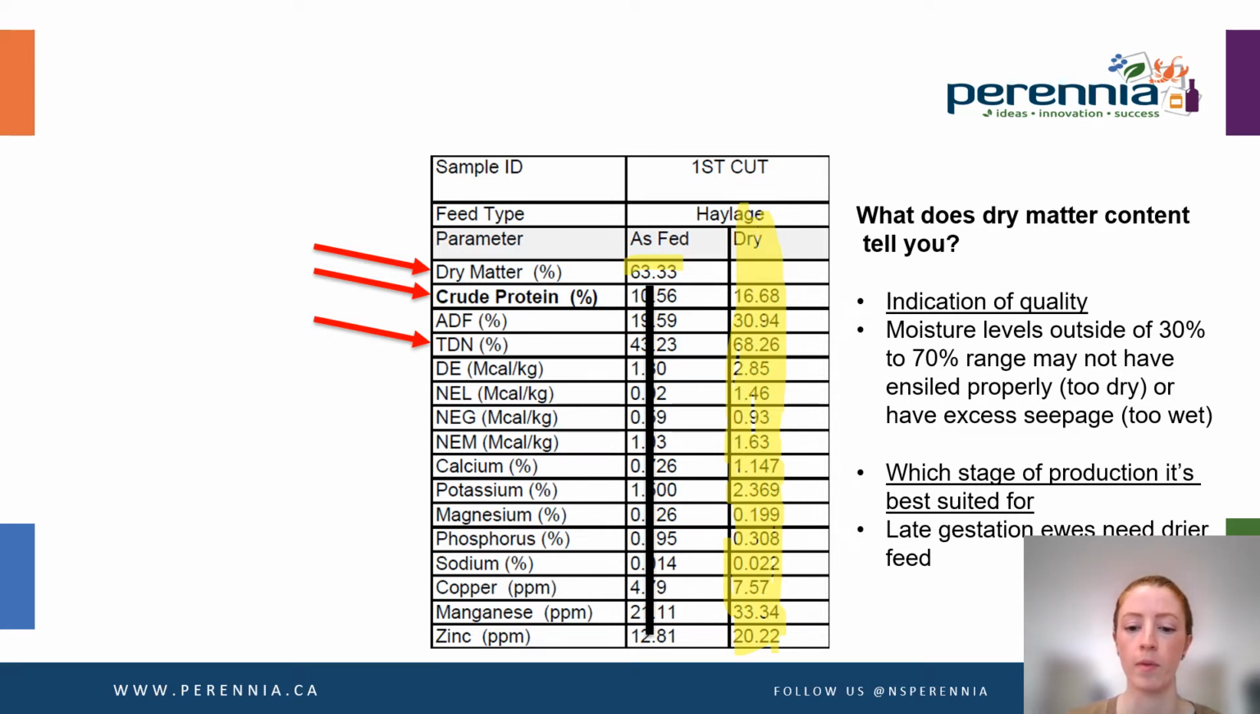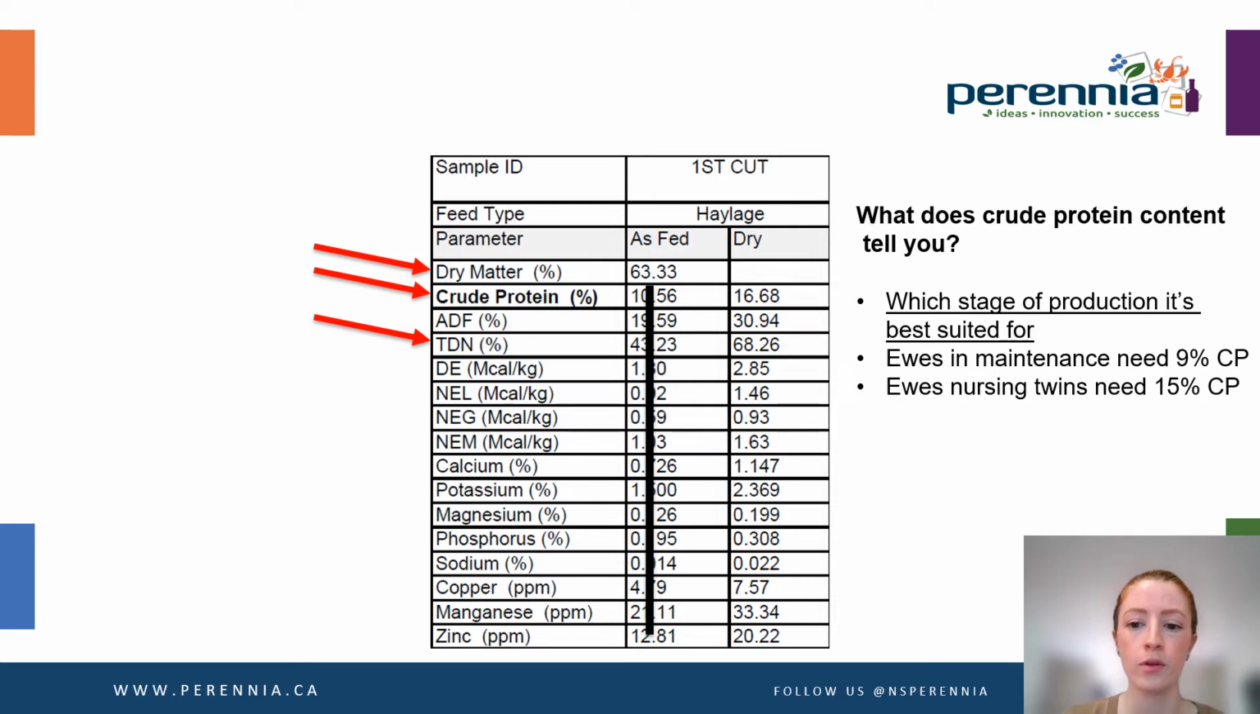So if you'll remember from a previous webinar, I mentioned that ewes who are in their late gestation are going to need drier feeds. So this is how we're going to tell which are the drier feeds that are suitable for those groups. The crude protein, this is also a good indicator of quality, but it's really useful for matching up the stage of production that we're going to save that feed for.